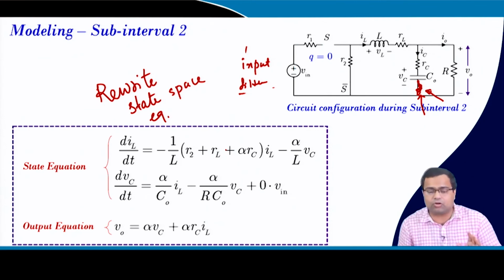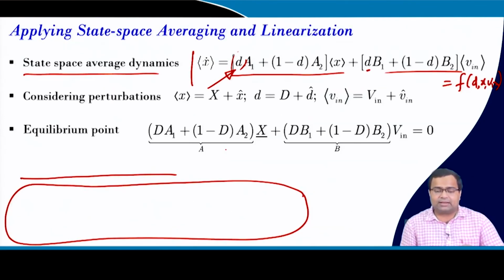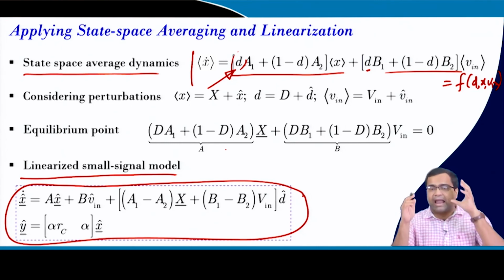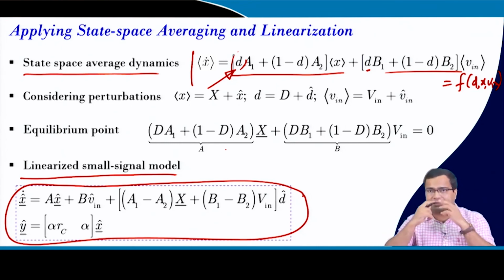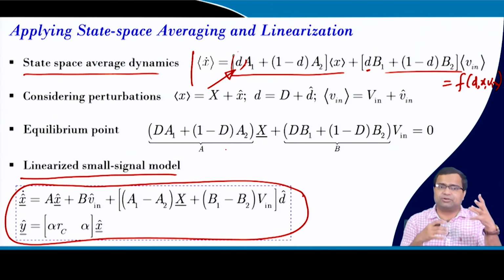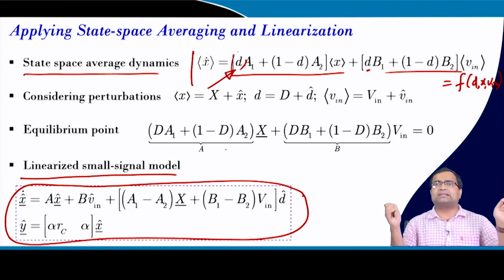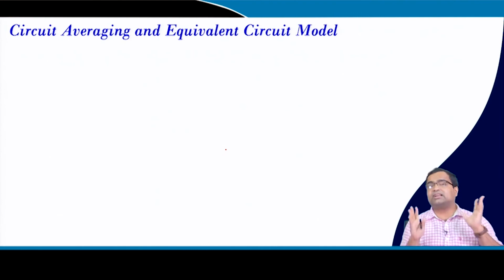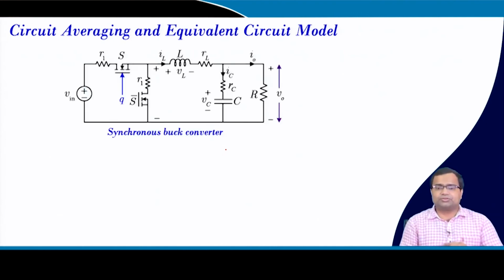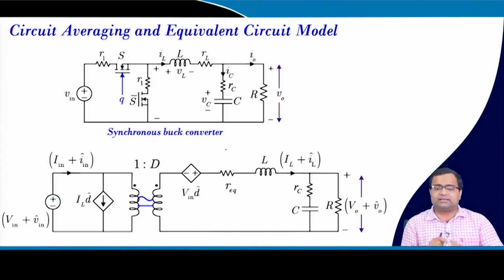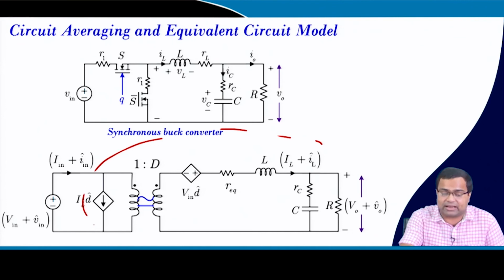So one of the major drawbacks of the state space model is that once you add some circuit element, you have to rewrite the equation. It is a lengthy process, writing and rewriting. So you want a solution where we do not need to repeat this derivation process even if we add some component, and that is where circuit averaging comes into the picture. That means an equivalent circuit model. By means of circuit averaging, we will obtain this equivalent circuit model.